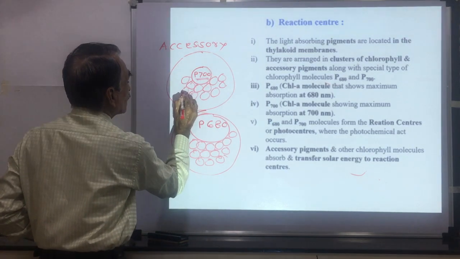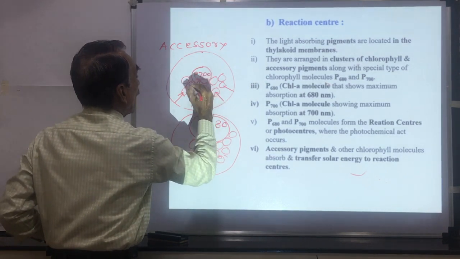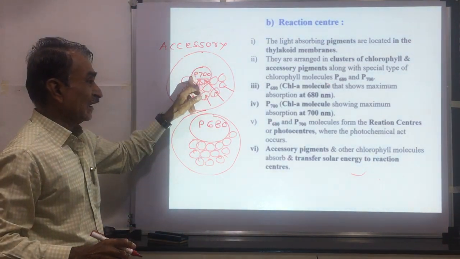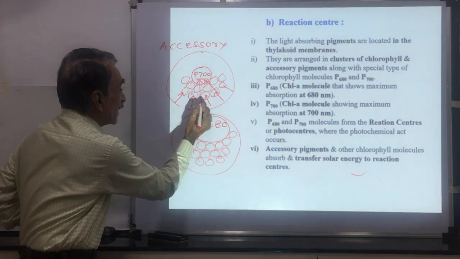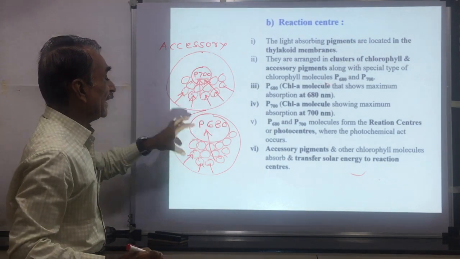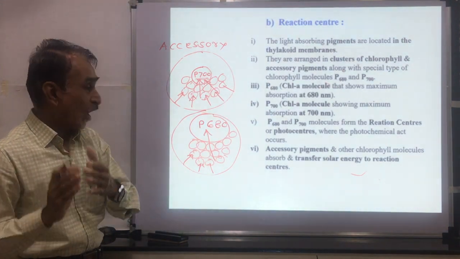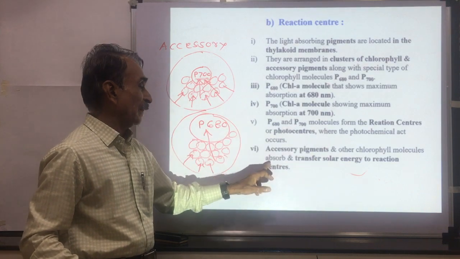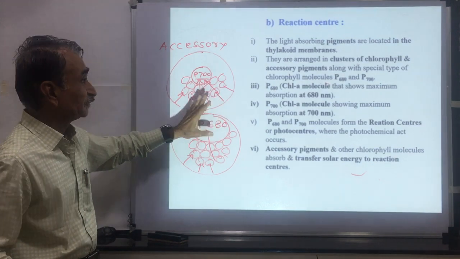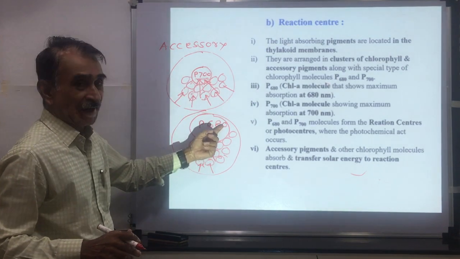Here, all the pigments absorb the light energy. This light energy is finally transferred to P700. These accessory pigments also absorb the light energy, and this light energy is finally collected in P680, where the photochemical act occurs. So accessory pigments and other chlorophyll pigments absorb the light energy and transfer it to the reaction center. Here you can see that there are two reaction centers, P700 and P680.